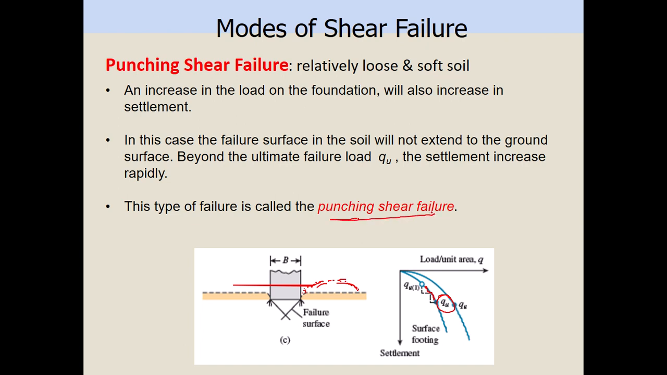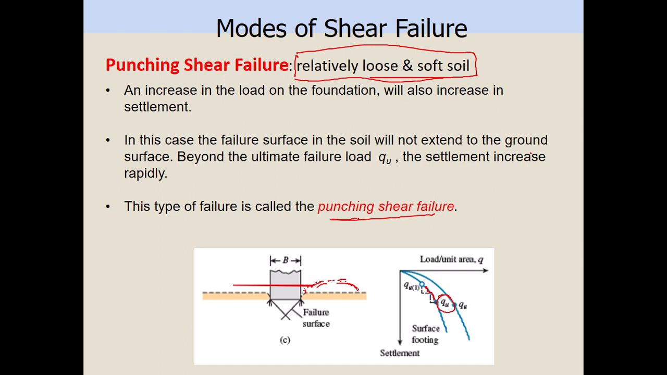But in the question, sometimes we ask you to design according to, for example, general shear failure. Sometimes we ask you to design according to punching shear failure. But sometimes we give you the condition of the soil. For example, for medium dense sand, determine the bearing capacity of soil. So you know that this is the local shear failure, from the condition of the soil.